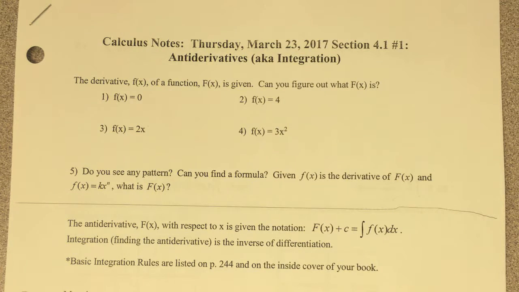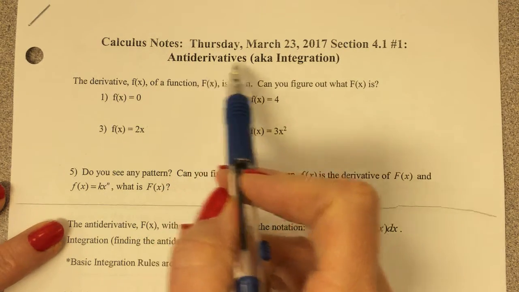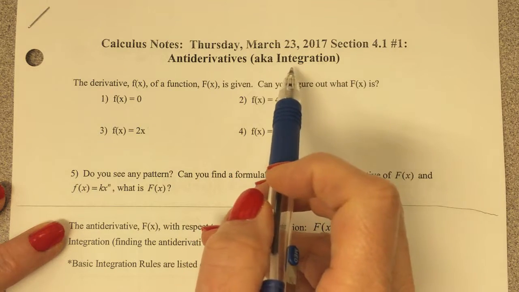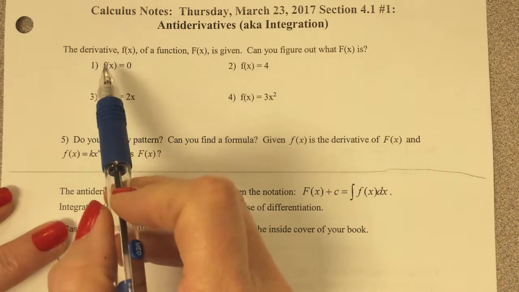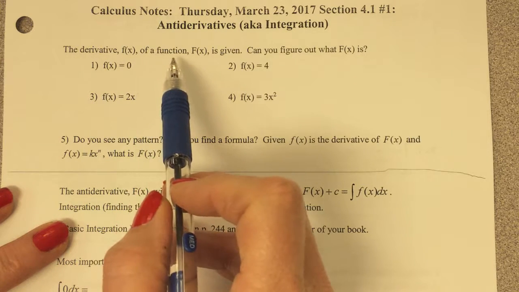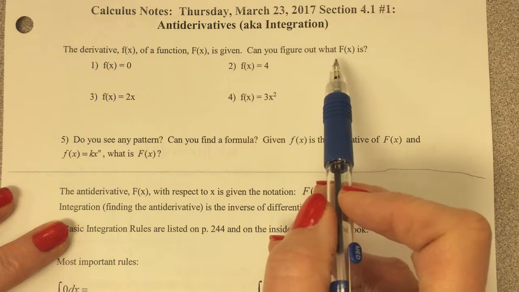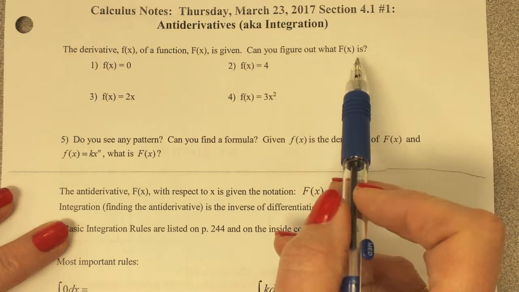Okay, so as I said, we're starting antiderivatives. Anti meaning the opposite of taking the derivative. This is also called integration. So these are similar to what we talked about in the warm-ups. It says the derivative, f of x, of a function, capital F of x, is given. Can you figure out what capital F of x is?